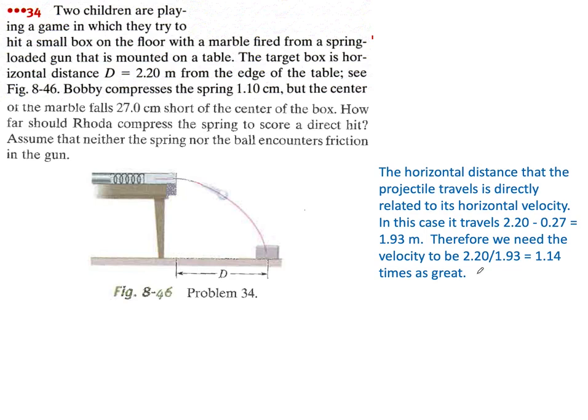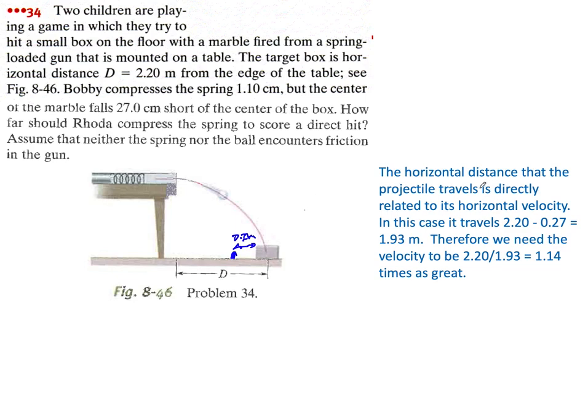And then finally, this question number 34, which I apologize is cut off in your homework, so I wanted to do this one. The question is this. Two children are trying a game in which they're trying to hit a small box on the floor with a marble fired from a spring. The question is, okay, so this is 2.2. They compress it 1.1 centimeters, but it falls short, 27 centimeters short of this. And the question is then, how much should they have compressed it so they hit it?